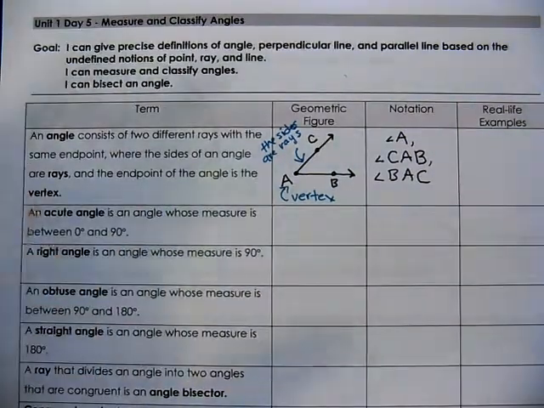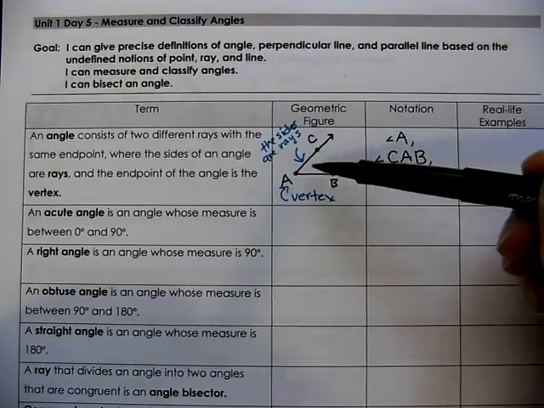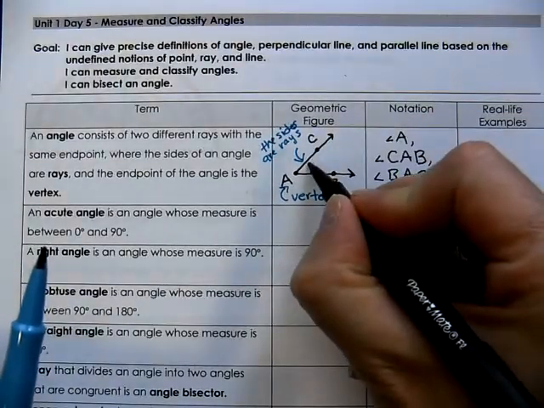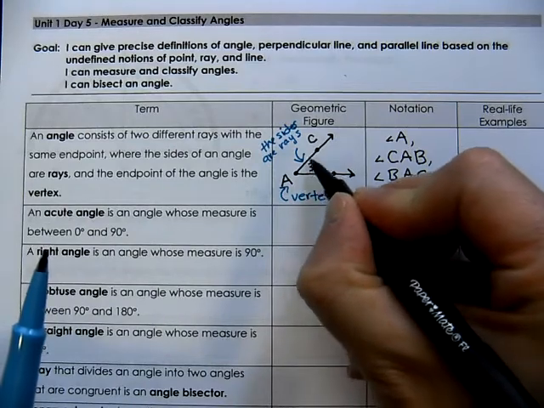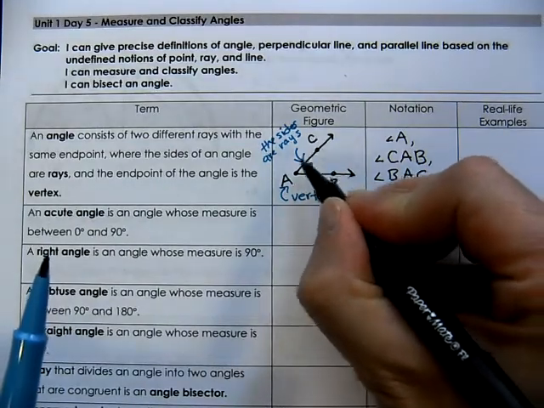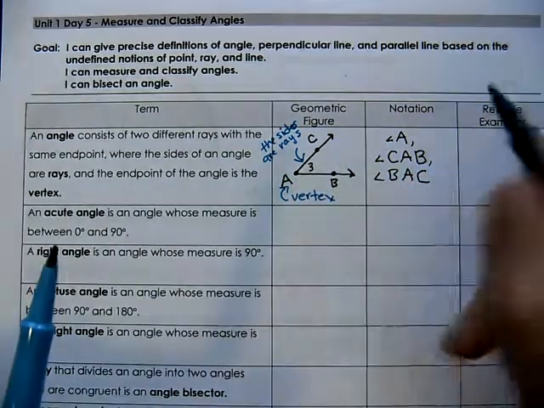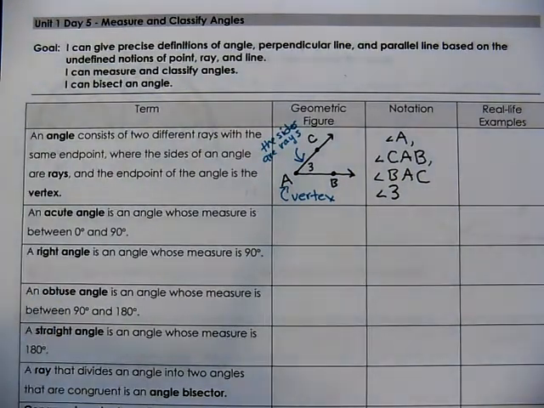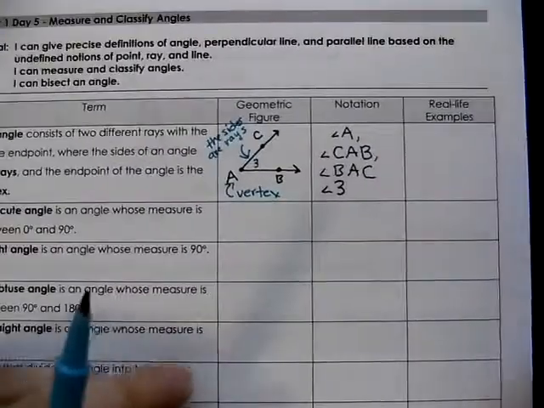Now sometimes when we have lots of angles in a big diagram, we might number the angles off, and so if I were to call this angle 3, we would put a little tiny 3 inside. This is not 3 degrees, it's not a measurement, but it's just another way to name an angle, and that's more useful when we have lots of angles all at once.